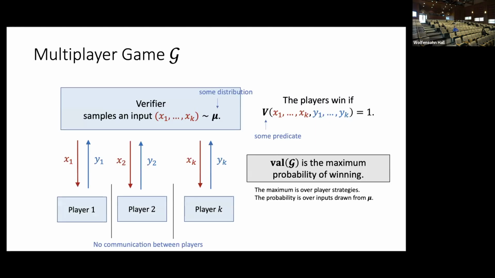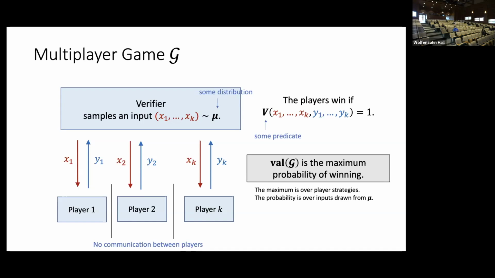So the setting is this, multiplayer games. So what is a multiplayer game? You have a verifier and you have a few players. The verifier samples some questions from some distribution and sends different questions to the different players. The players don't communicate with each other. They look at the questions they receive, and based on that, they come up with an answer. And their goal is to answer in such a way that some predicate is satisfied with high probability.